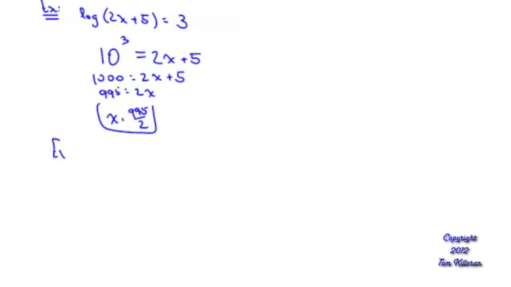How about this one? ln of 4x minus 3 equal to 2. What's the important part? The base. What's the base? e raised to the second is equal to 4x minus 3. Solve for x. Add 3 across. Don't find out what e squared is. Just leave it as e squared.